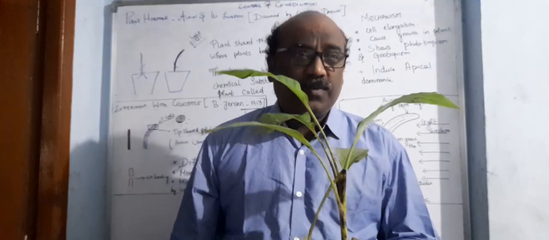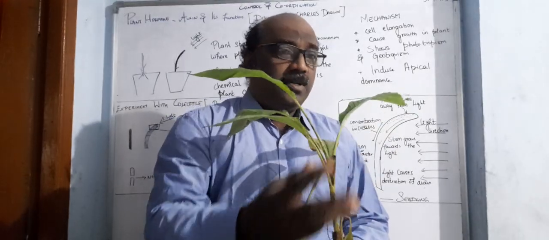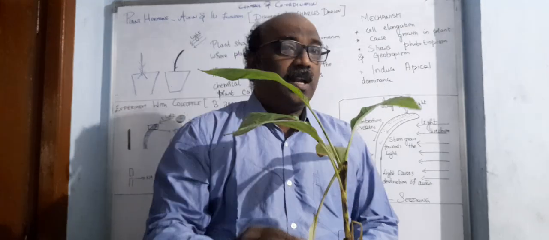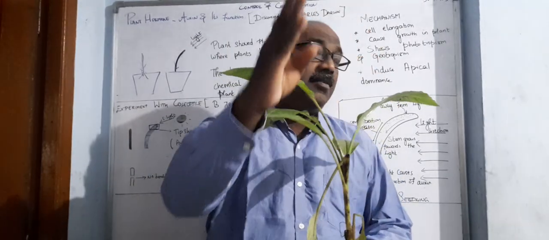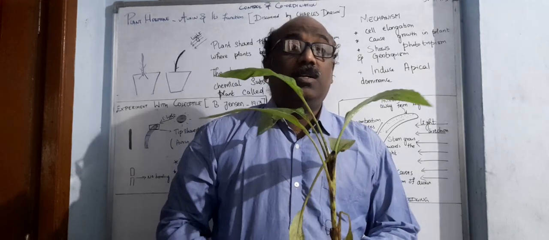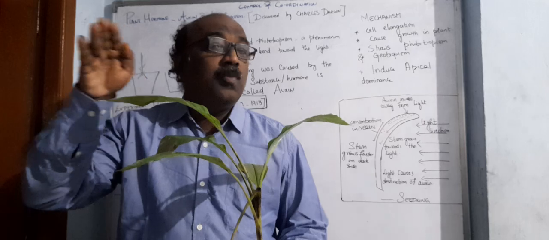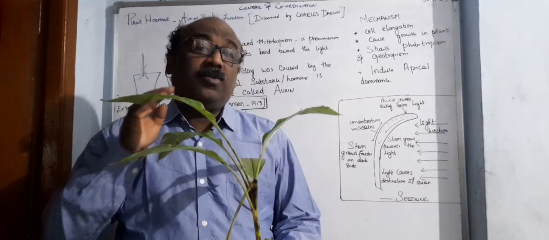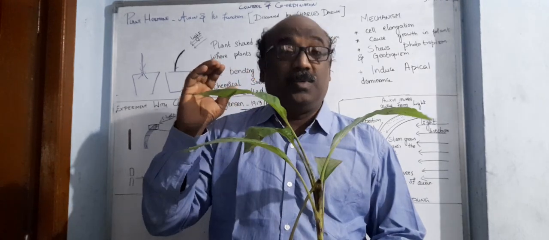What is phototropism? If you are keeping a small pot here, okay, any creeper is there, okay, here there is no sunlight. But if a small window is there, what will happen? It will move towards the light, okay. So this is called phototropism. Why do we say tropism? Tropism means what? Movement. Okay. And photo means light, photons. That is why it is called phototropism.